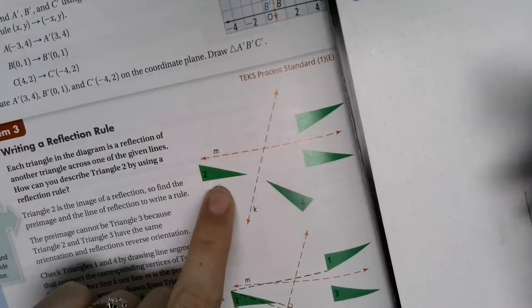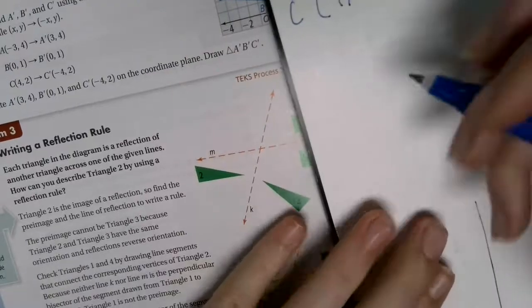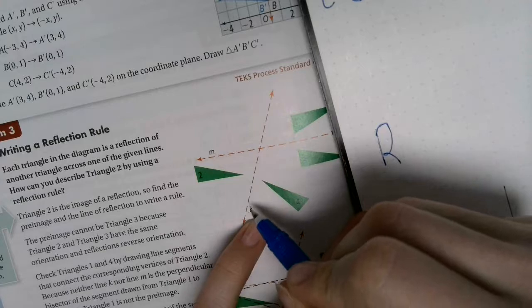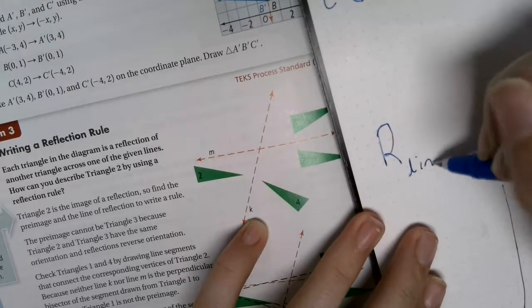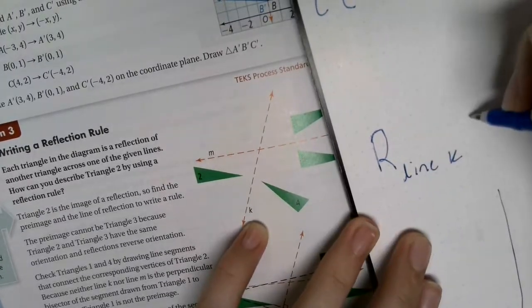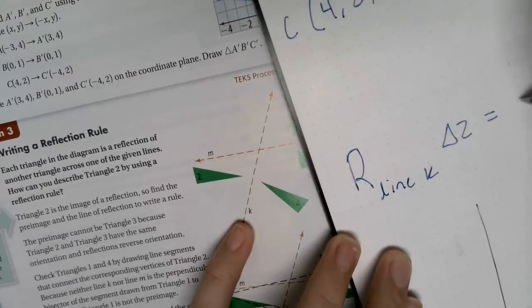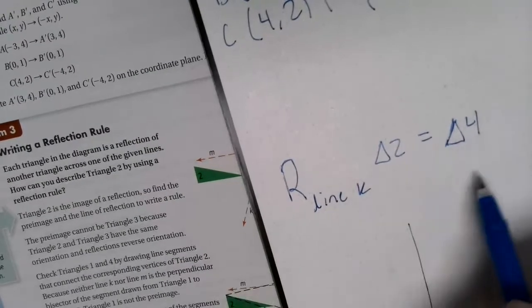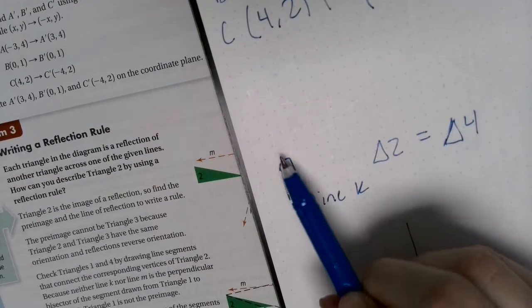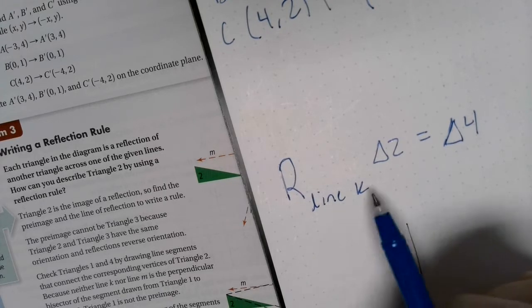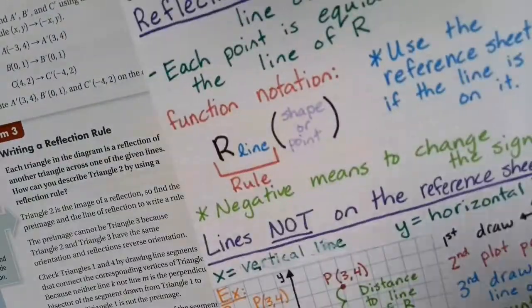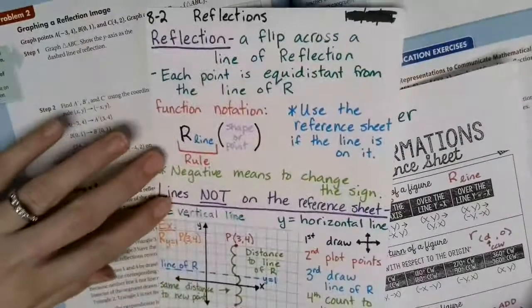Now, if it asked you to write a rule based off of a picture, that's as simple as, hey, I can say to get from triangle 2 to triangle 4, my rule could be as simple as it's a reflection across line K, triangle 2 equals triangle 4. That is a reflection rule, okay? That's how we write it. Reflection, capital R, what line you're reflecting over, what you're reflecting, and what the product is, okay? So that is what 8-2 reflections is all about.